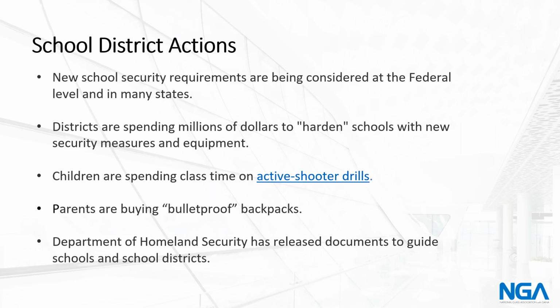New school security requirements are being considered at the federal level and in many states. Districts are spending millions of dollars to harden schools with new security measures and equipment. Children are spending class time on active shooter drills, parents are buying bulletproof backpacks, and the Department of Homeland Security has released documents to guide schools and school districts. At least 53 new school safety laws were passed in the United States in 2018. But is this enough?